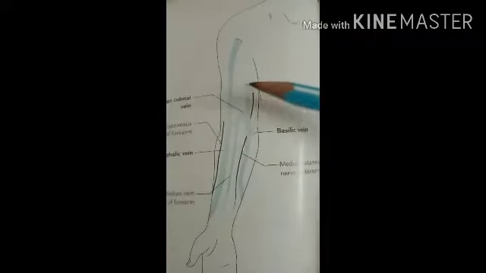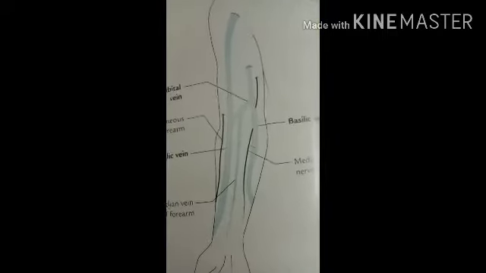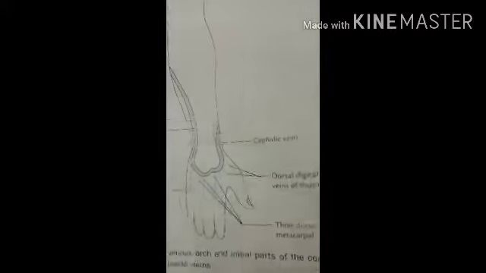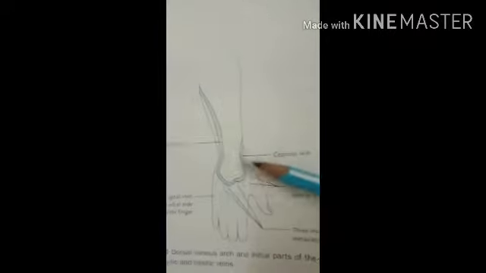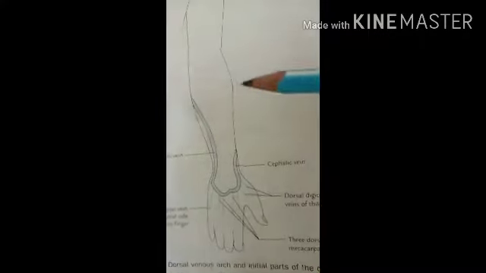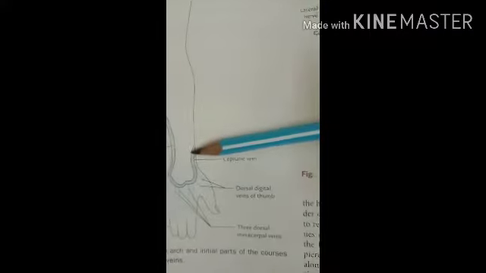So here, in this diagram, you can see the basilic vein. The basilic vein begins at the continuation of the medial end of the dorsal venous arch. Here in this diagram you can see the dorsal venous arch, and it starts from the medial end of the dorsal venous arch.